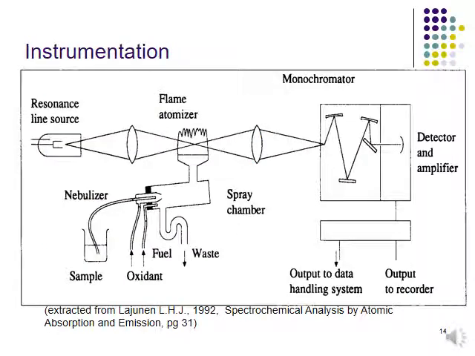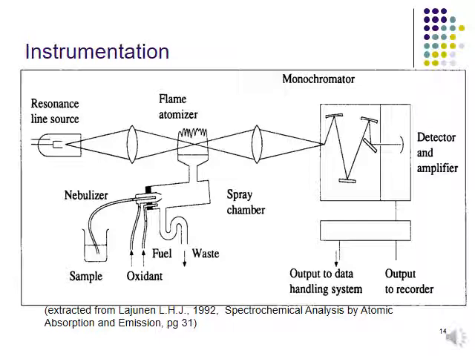So here is the schematic diagram of AAS. You can see that from the resonance line source, it will undergo the flame atomizer. And here is the nebulizer. It's like a pistol. So this is your sample. It will suck the sample, and then when it comes here, it will become mist, or very tiny particles in size.